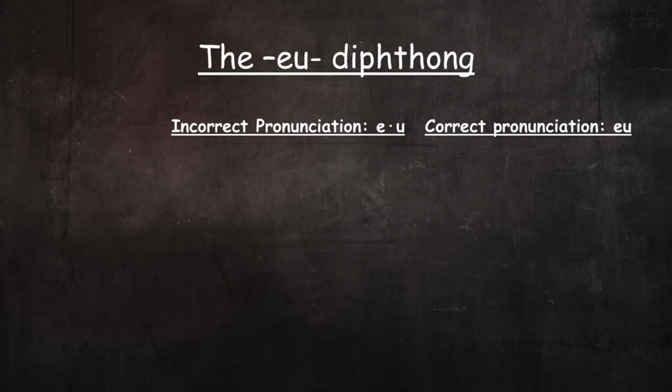Let's look at some examples of Spanish words with the EU diphthong and compare how they're sometimes pronounced with the correct pronunciation. Observe that in the incorrect pronunciation, the diphthong is separated into two syllables, while in the correct pronunciation, the diphthong is pronounced as a single syllable.